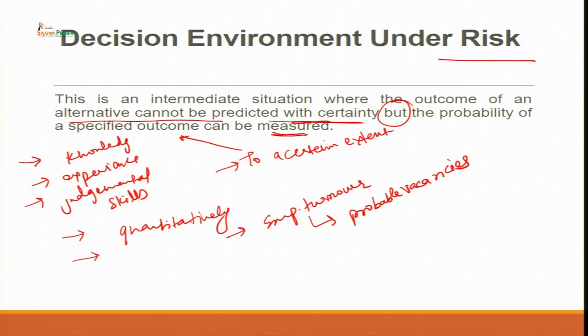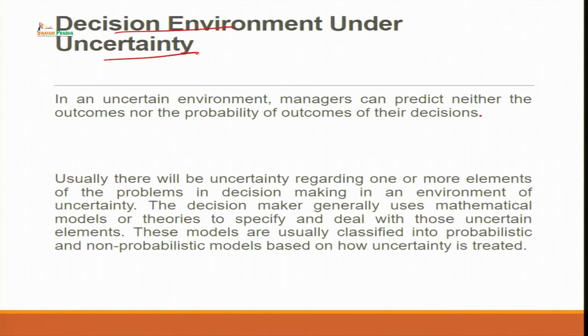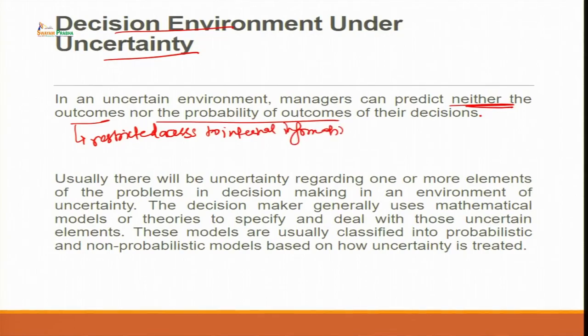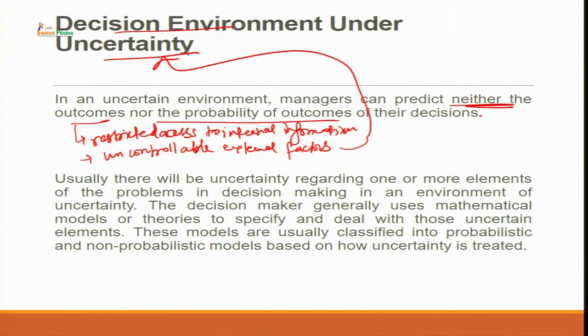Now, the third and most critical part is decision making in a highly uncertain environment. In an uncertain environment, the manager can predict neither the outcome nor the probability of the outcome of their decisions. When a manager faces restricted access to internal information, or has to deal with uncontrollable external factors, then the decision environment becomes uncertain. In such an environment, managers may have to make decisions without knowing all possible outcomes, or maybe any likely outcomes.